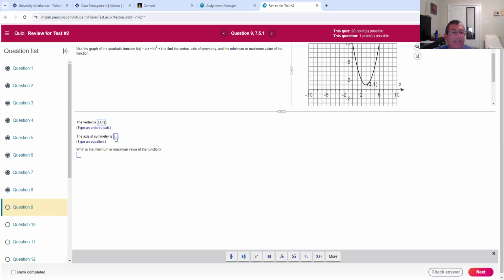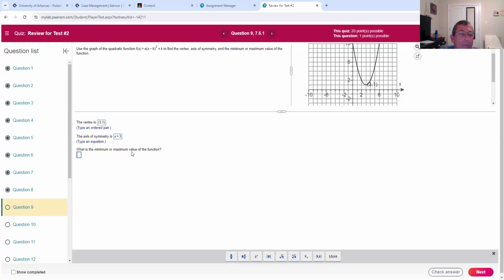Then it says the axis of symmetry. Well, remember, axis of symmetry is going to be x equals. If you don't put the x equals, it's going to mark you wrong. And the axis of symmetry was always equal to the x value of the vertex. So that means if I drew an imaginary dotted line, drew 3 on the x-axis, and it was vertical, it would cut that parabola right in half.